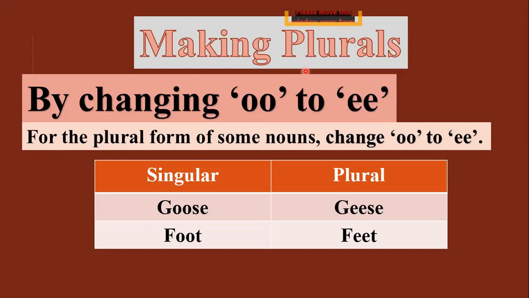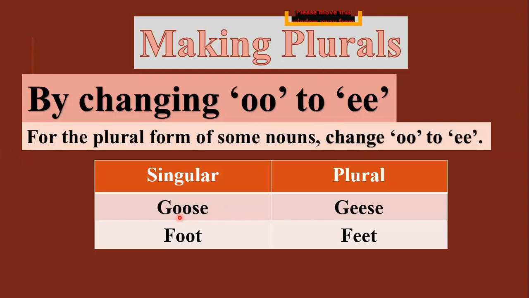Now the first rule that we have here is changing double O to double E. For the plural form of some nouns, change double O to double E. That is, goose changes into geese. So if it's a double O in the center, but it's not for every word. It is for some nouns. Remember that you cannot always apply this rule. The rule applies to specific words.